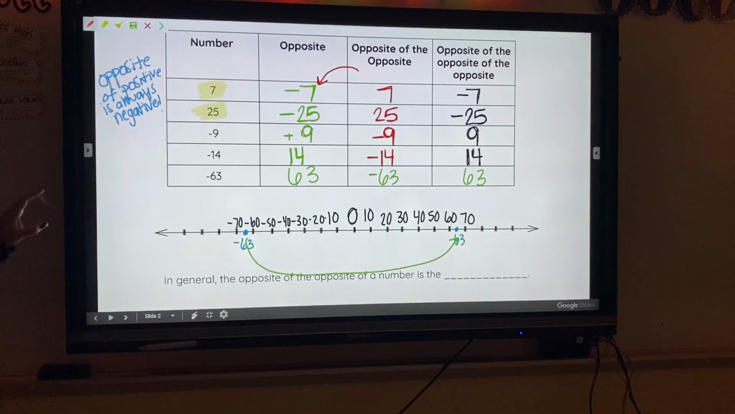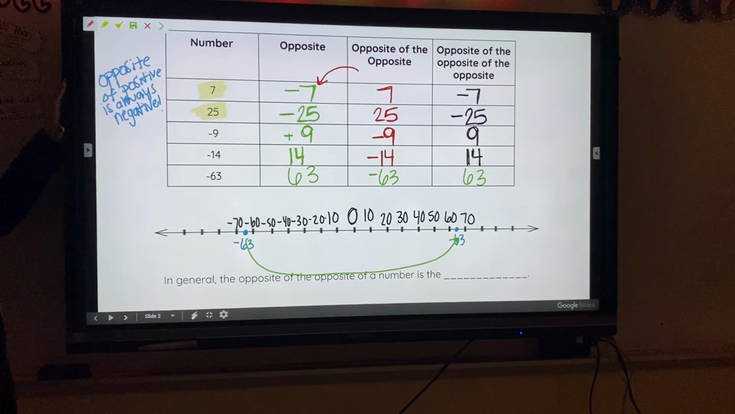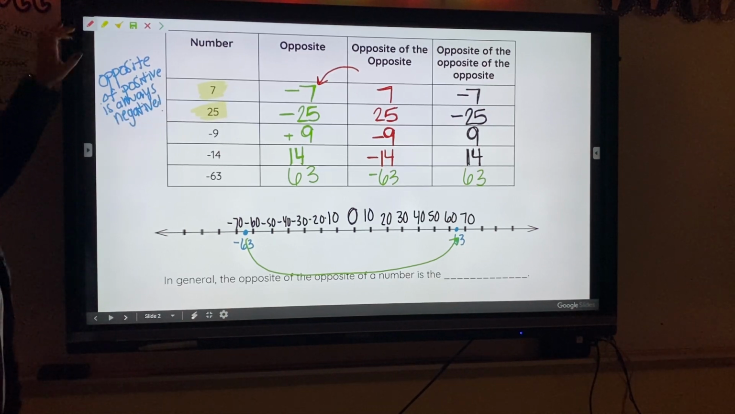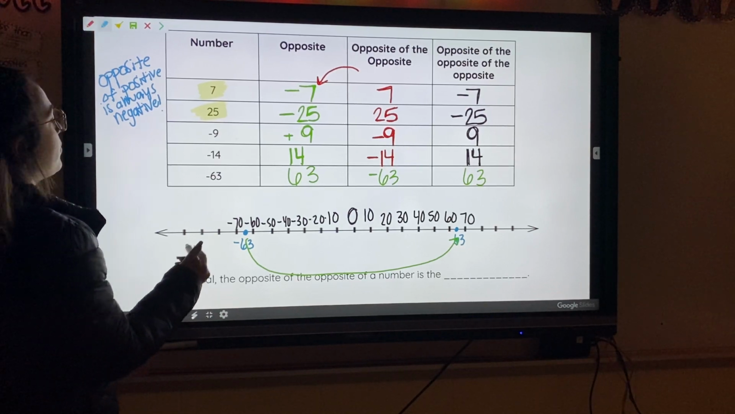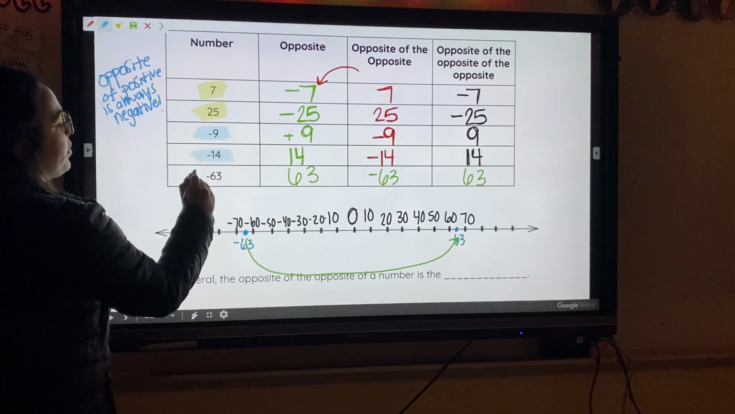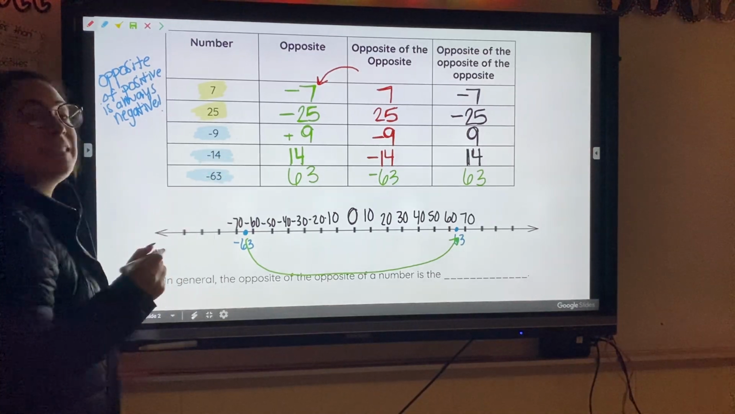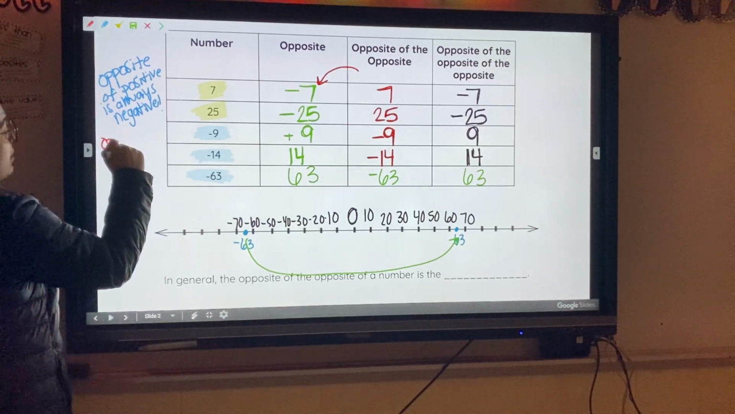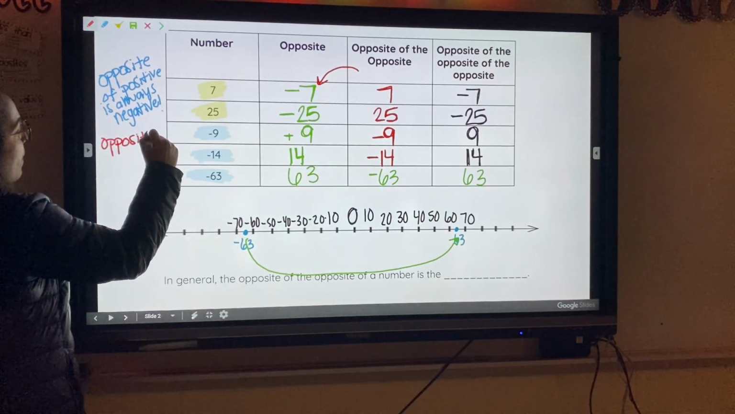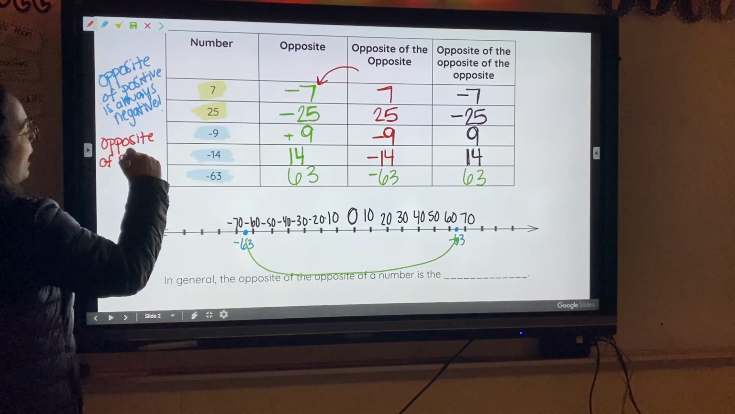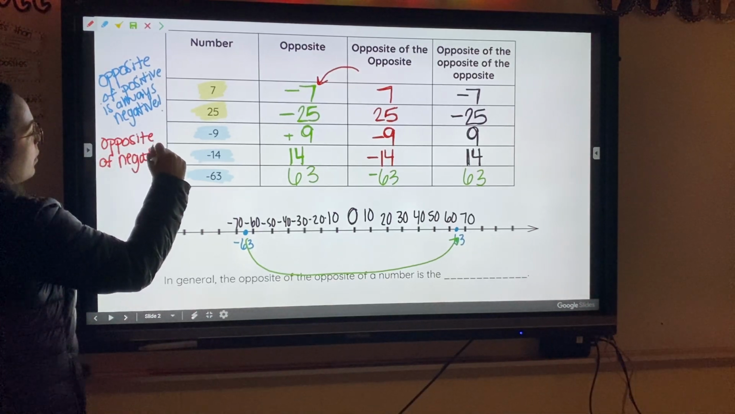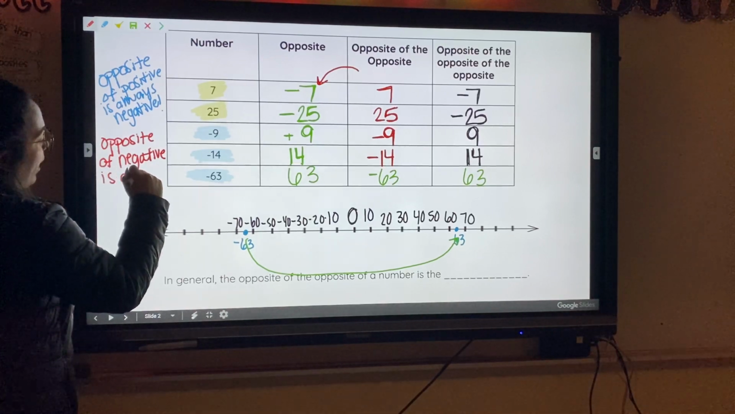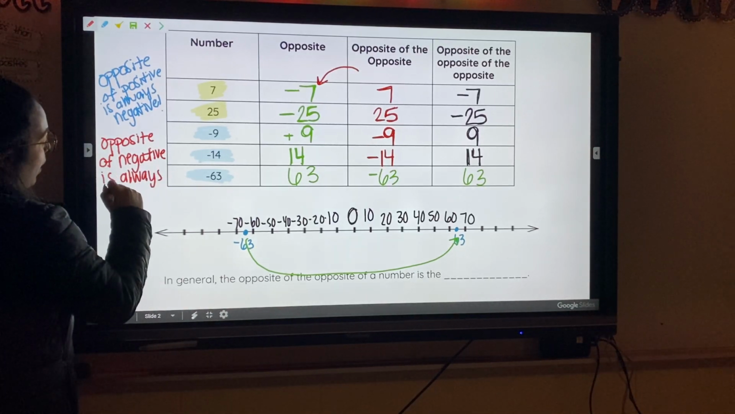So just like how I said over here, opposite of positive is always going to be negative, right? So like how we looked at these two numbers. Well, whenever we have negative numbers, the opposite of those are always going to be positive. So opposite of negative is always positive.